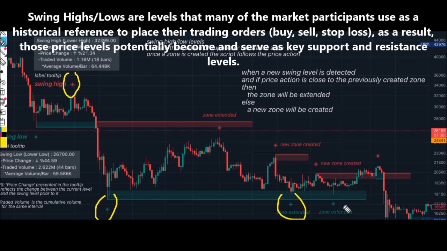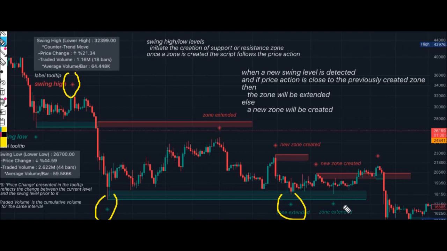So these swing highs and swing lows are levels that many market participants use as a historical reference to place their trading orders: buy, sell, or stop loss. As a result, those price levels potentially become and serve as key support and resistance levels. So guys, you can see the effectiveness of support and resistance levels because they are a result of the swing highs and the swing lows. So guys, when a swing high is detected and price action is close to a previously created zone, then the zone will be extended, else a new zone will be created.